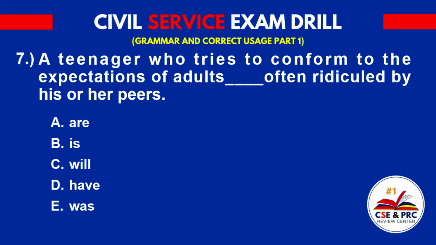Number 7. A teenager who tries to conform to the expectations of adults blank often ridiculed by his or her peers. A. Are. B. Is. C. Will. D. Have. E. Was. The answer is B. Is.